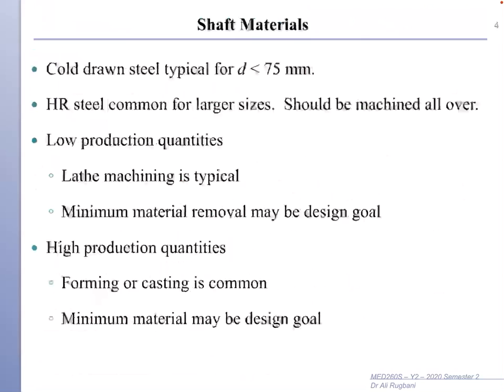And the production method will depend on the quantity that needs to be produced. For low production quantities, we can use a lathe machine, and we design for minimum material removal. But for high production quantities, a lathe machine is going to be expensive and not economical. So we use other methods. We use forming or casting, and again, the design goal is to use minimum material for the shaft.